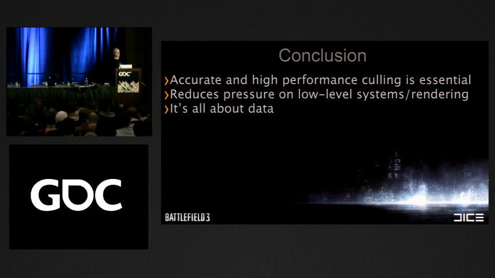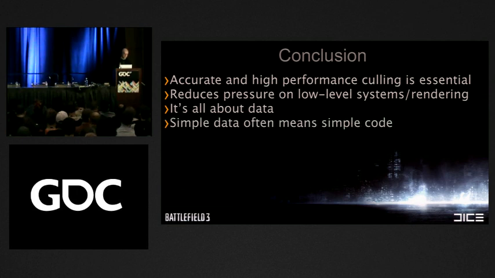And the real takeaway about the new culling system is that it's all about designing simple data. Just doing a really simple data layout works really well for us. And this is pretty much what we use for the new culling system. Another thing to take away from this as well is that simple data often means simple code, and this is really true in our case. We now use a really simple data structure, and the code got really simple, and it's easy for us to optimize it even further if we want.